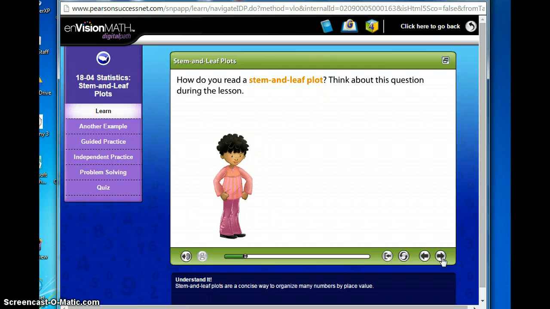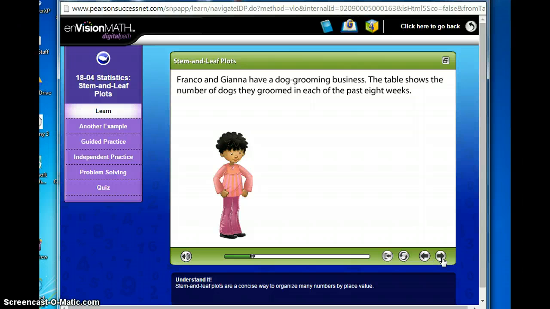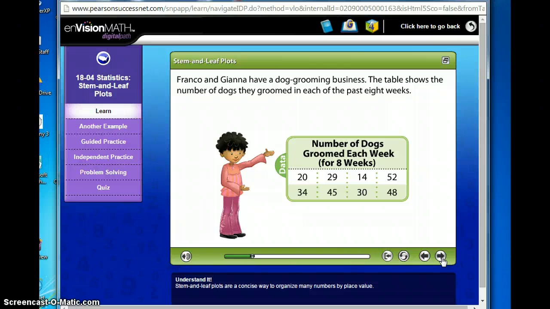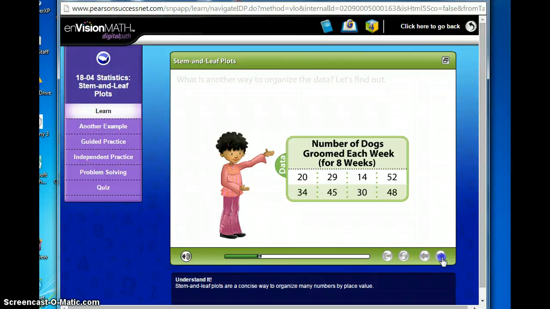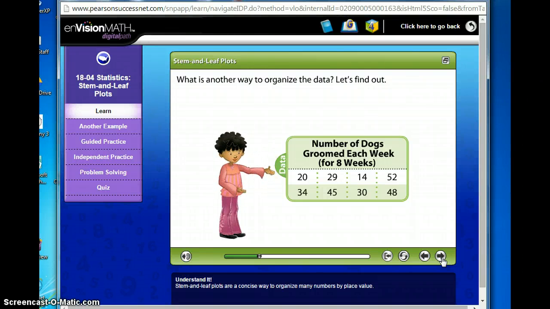How do you read a stem and leaf plot? Think about this question during the lesson. Franco and Gianna have a dog grooming business. The table shows the number of dogs they groomed in each of the past 8 weeks. What is another way to organize the data? Let's find out.